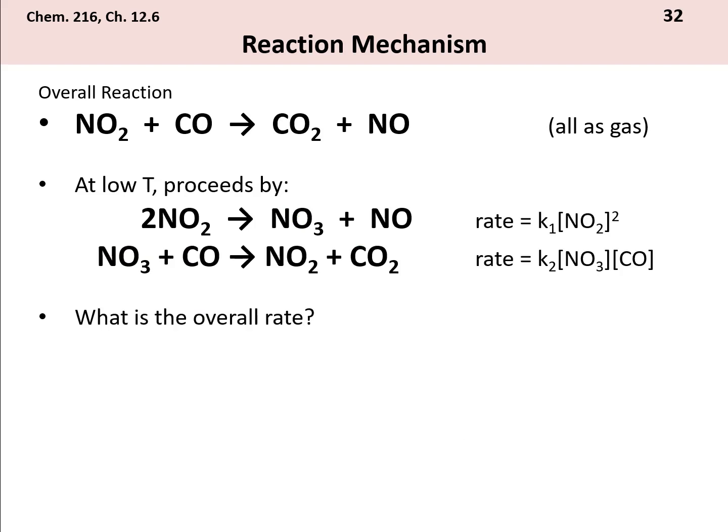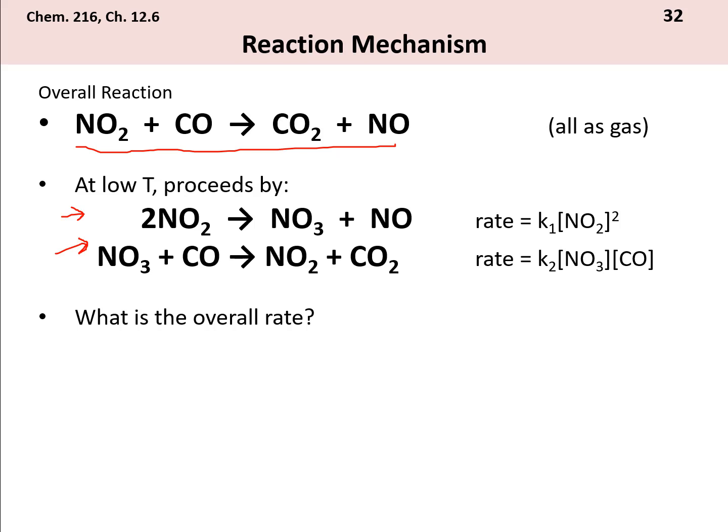Okay, so if this is the overall reaction, and these are the two elementary reactions, we could write rates for each of these elementary reactions. So for instance, this one would be rate equals K times NO2 squared. This one would be rate equals K NO3 times CO. Now, these Ks aren't necessarily the same. That's why I call one K1 and one K2.